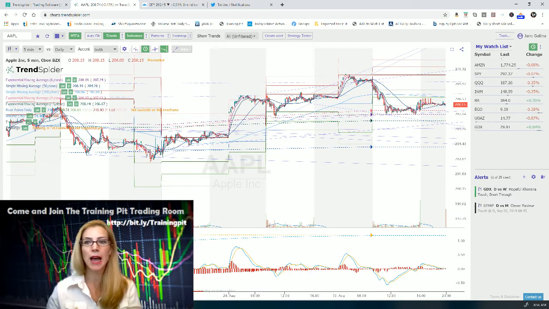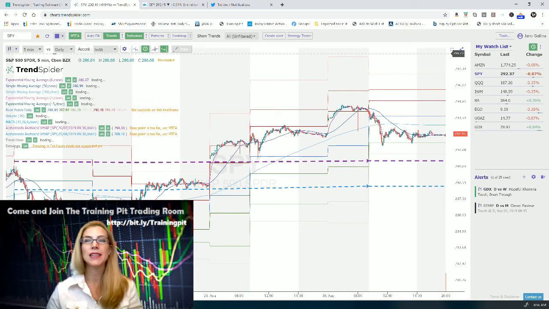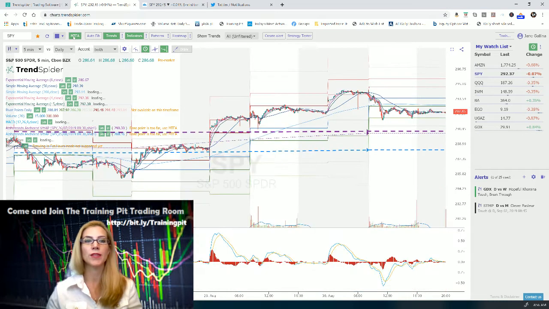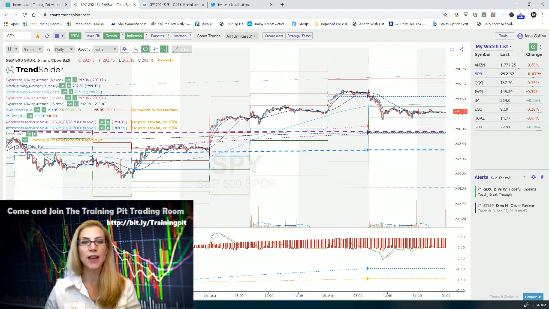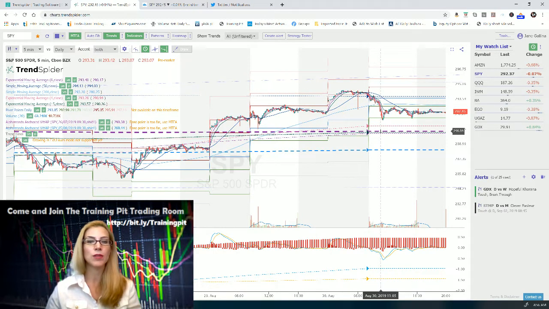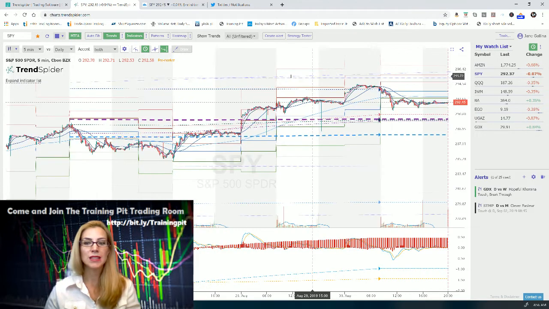So here is Apple, but let's go ahead and go to the indexes, right? So we've got the SPY, and what I really love about TrendSpider is you have this multiple time frame analysis button. So right now I have the 5-minute chart, which we're looking at right now, and then the daily, which is below, that's all the dashed lines. So let me go ahead and just hide these indicators. So you can see really that it's gone.